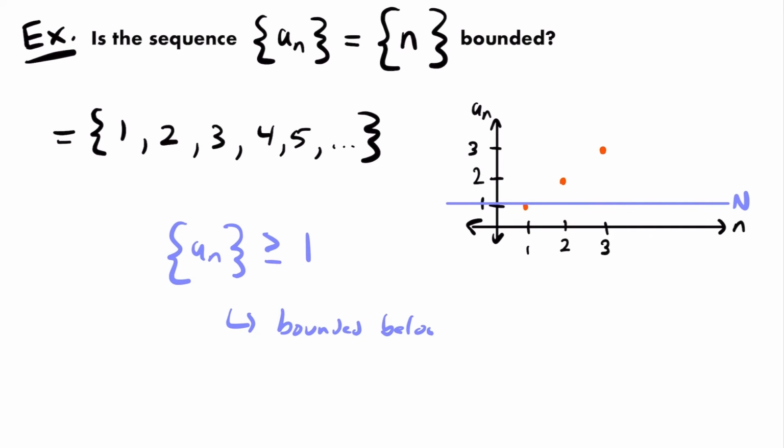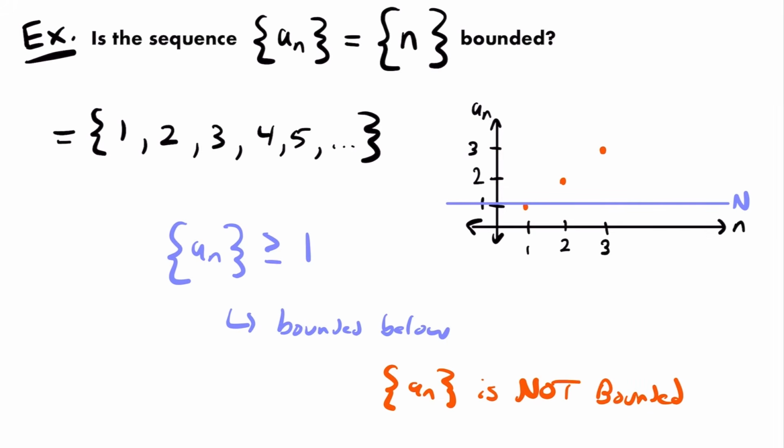However, it is not bounded completely because it doesn't have an upper bound. It is not bounded above. And so we cannot say that this sequence is bounded. It's bounded below, but it's not bounded above as well. And so we can conclude that a sub n is not bounded.